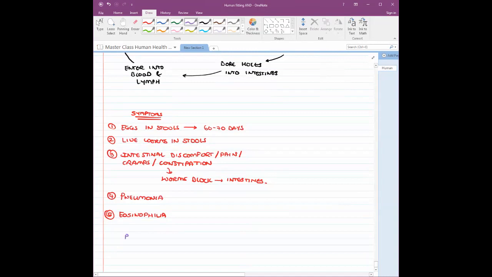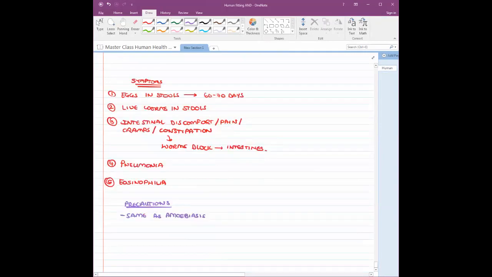Now if we talk about the precautions, what precautions do you need to take? Guys, once again, the same as amoebiasis. If you remember: washing your hands before and after the loo, before and after having meals, washing with soap and warm water, scrubbing your hands while washing them. Then boiling your water, allowing it to sediment, then filtering the water.